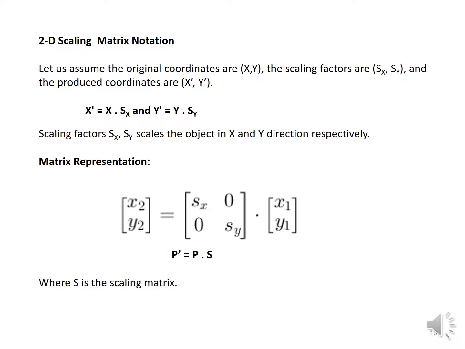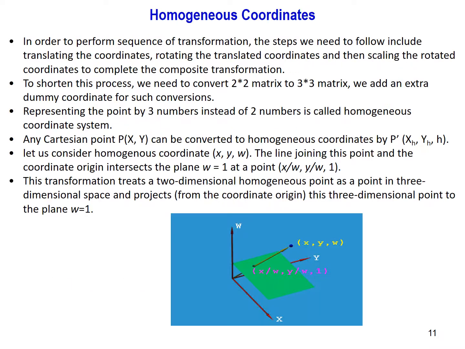Here the scaling matrix is sx 0 0 sy. Homogeneous coordinates. In order to perform a sequence of transformations, the steps we need to follow include translating the coordinates, rotating the translated coordinates, and then scaling the rotated coordinates to complete the composite transformation. To shorten this process, we need to convert the 2 by 2 matrix to a 3 by 3 matrix. We add an extra dummy coordinate for such conversions.